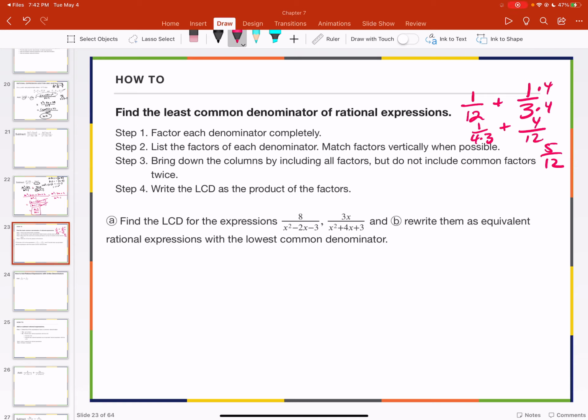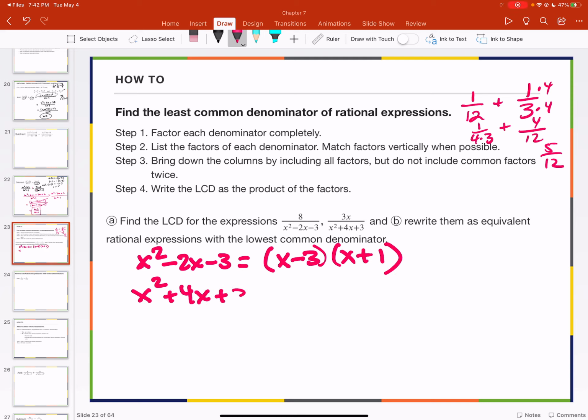So here we have x squared minus 2x minus 3. That factors to become (x minus 3)(x plus 1). And then we have x squared plus 4x plus 3. That's going to factor to become (x plus 3)(x plus 1). So then we have here a common factor. So the LCD, first you're going to count what they have in common. They have the x plus 1 in common.